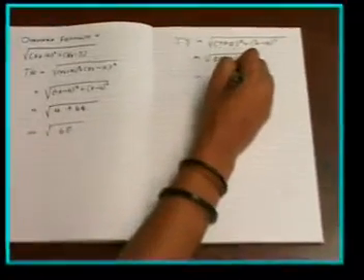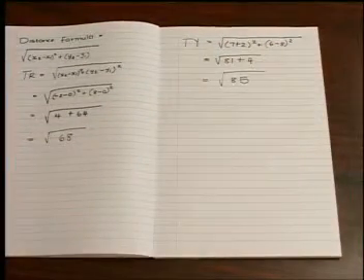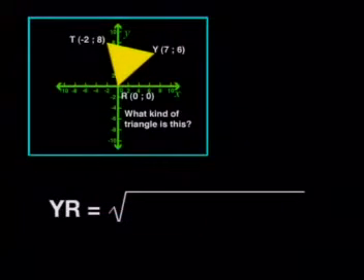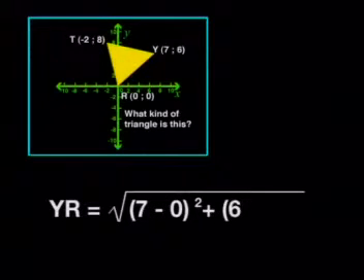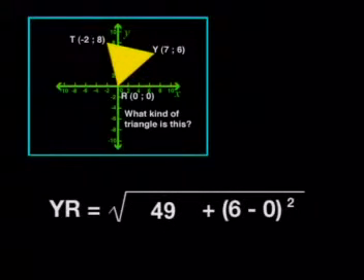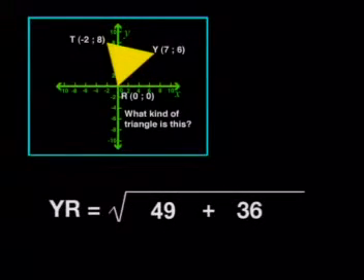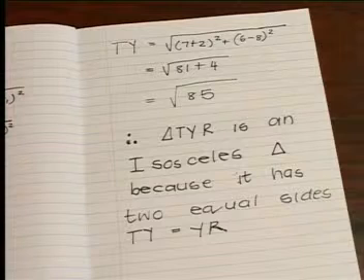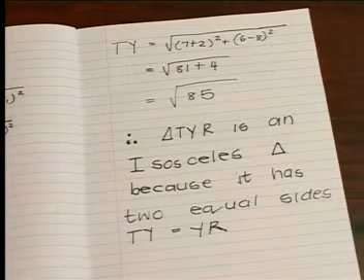The square root of 68 and the square root of 85, those two are definitely not the same lengths. But it does tell us something, that our triangle can't be equilateral because already we have two sides that are not equal in length. Okay, now for the last side, YR. Square root of 7 minus 0 squared plus 6 minus 0 squared. That's the square root of 49 plus 36, and that is the square root of 85. Great! YR and TY are the same length, so this is an isosceles triangle.